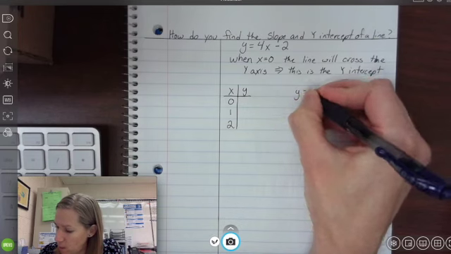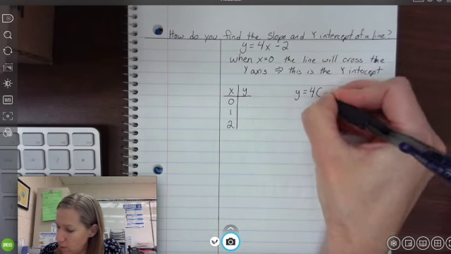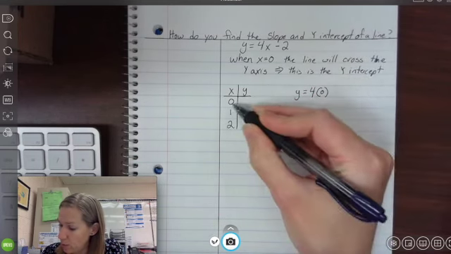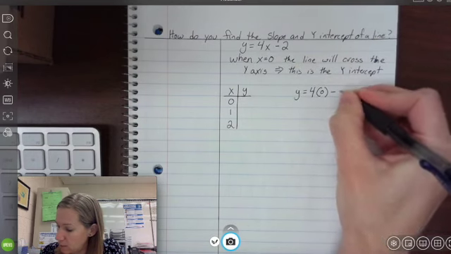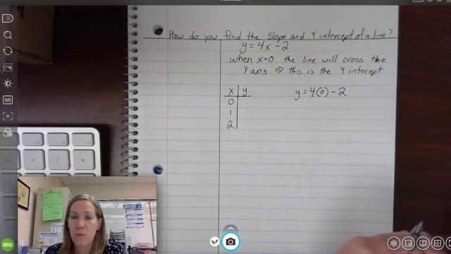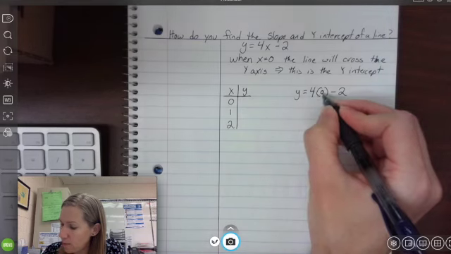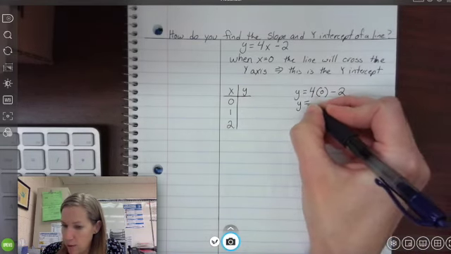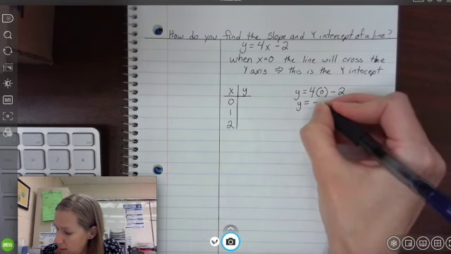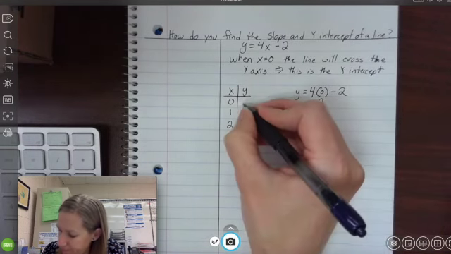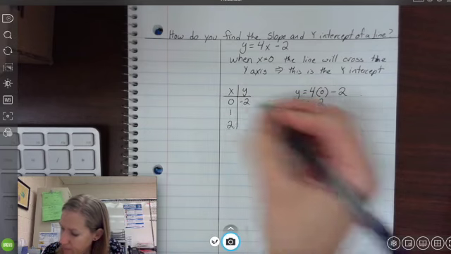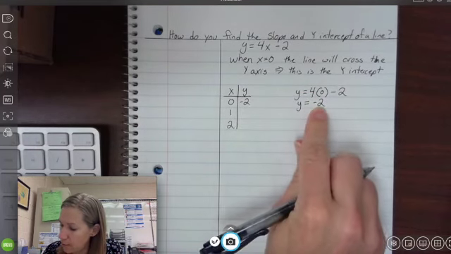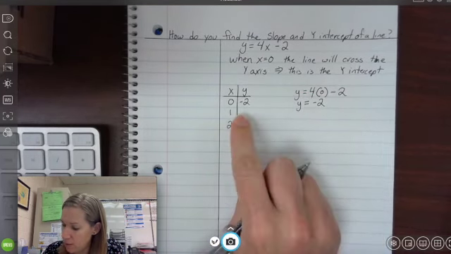So that's going to be y equals 4 times 0, because we're putting 0 in for x, minus 2. Well, anything times 0 is 0, so this is going to be negative 2. So y equals negative 2 when x equals 0.